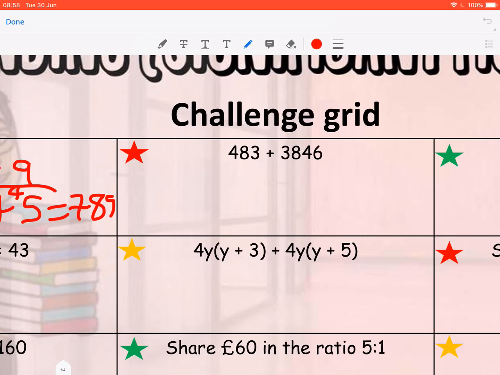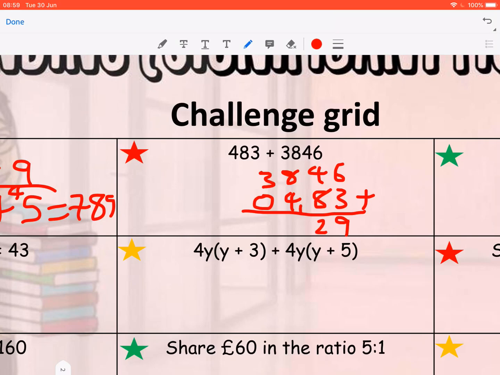Next one, I've got a bit of adding. Remember, everything hugs the right hand side when you're adding. So I've got 3846, 483. Any gaps, and it's going to put a 0 in. 6 plus 3 is 9. 4 plus 8 is 12. 8 plus 4 plus 1 is 13. And 3 plus 0 plus 1 is 4. So my answer is 4,329.